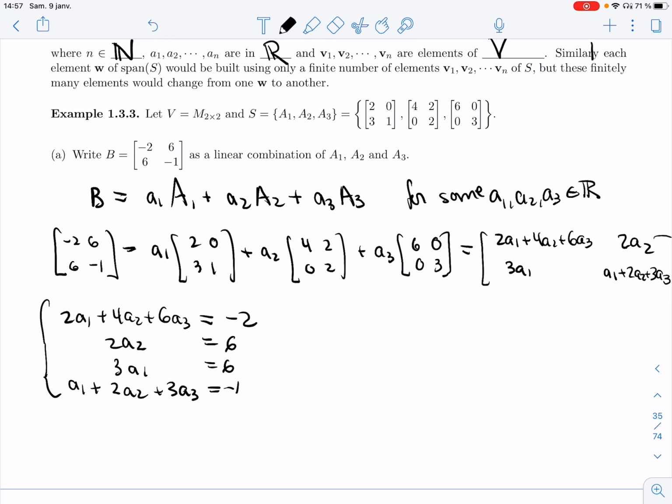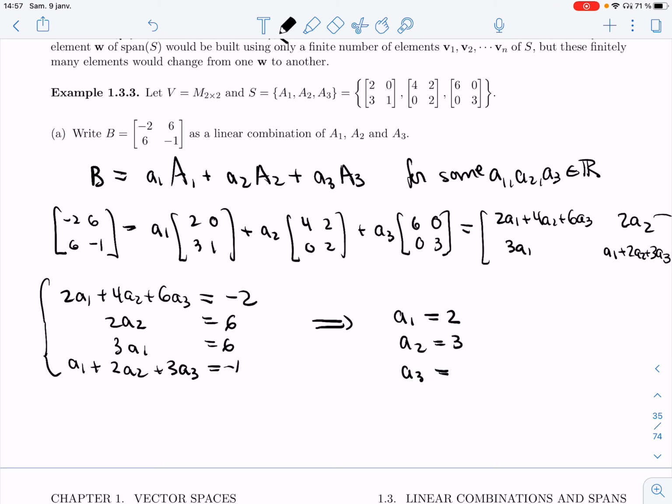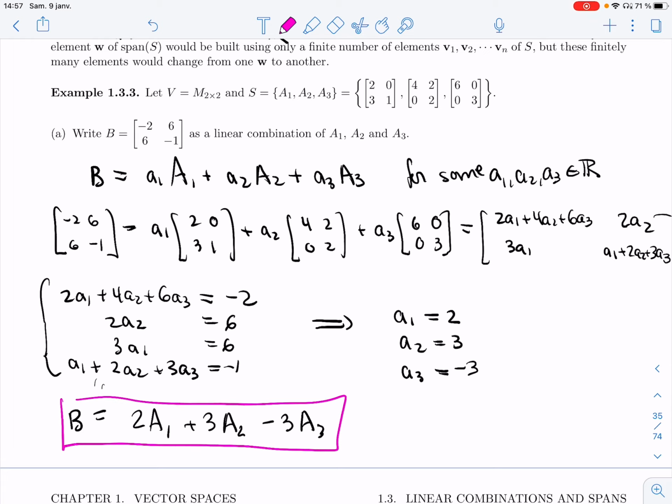All right, so you could put it in a matrix, but really in this case, these equations are easy to solve. You get a1 equals 2 from the third equation. You get that a2 equals 3 from the second one, and if you plug it into the first or the last, you get that a3 is equal to minus 3. And so B is equal to 2A1 plus 3A2 minus 3A3. And so that writes B as a linear combination of the three matrices that were given.